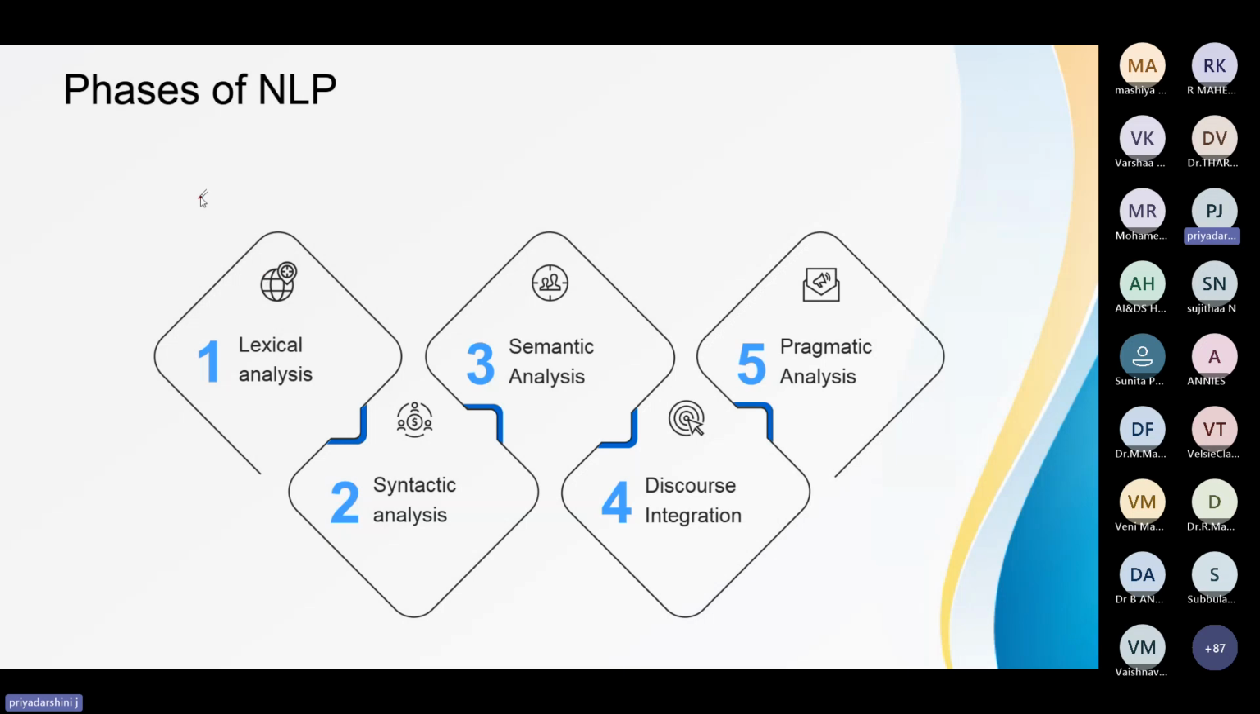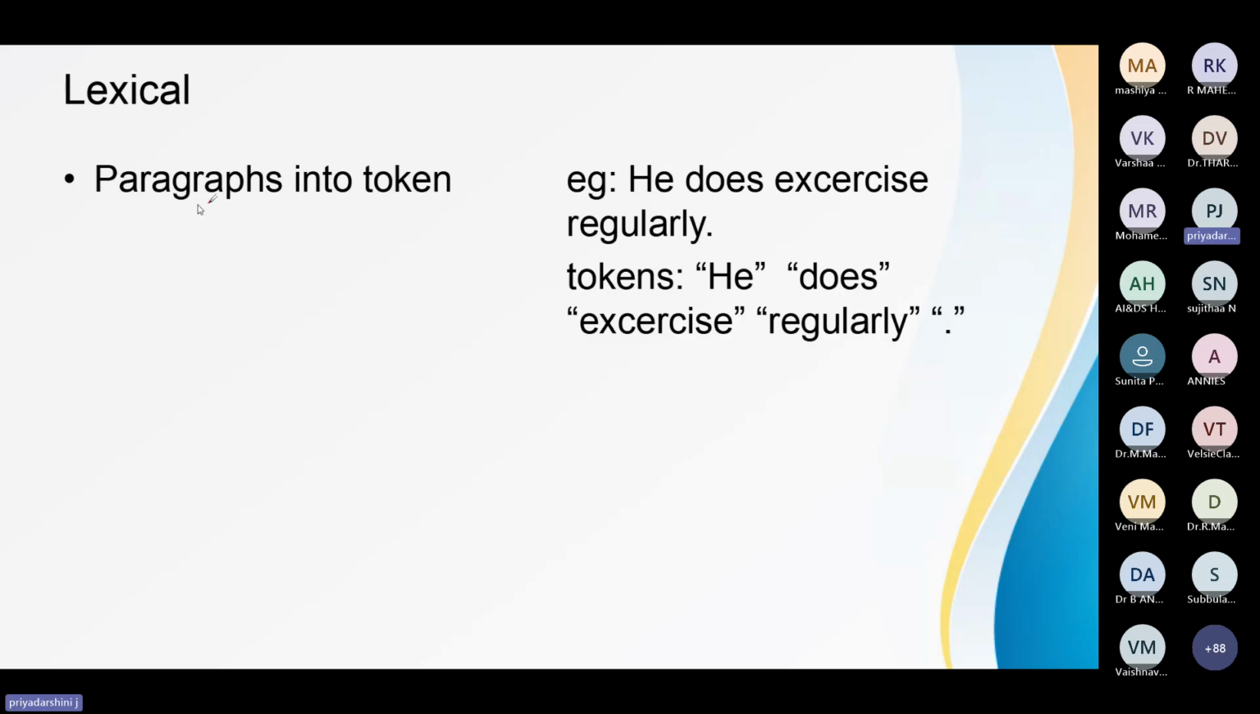These are the phases of NLP: lexical analysis, syntactic analysis, semantic analysis, discourse integration, and pragmatic analysis. We'll see what they are one by one. Lexical analysis is the first step. When a paragraph is given, it is broken down into tokens. For example: he does exercise regularly. He is taken separately, does is taken separately, exercise is taken separately, regularly is taken separately, and the full stop is also taken separately. Each one of them is a token.